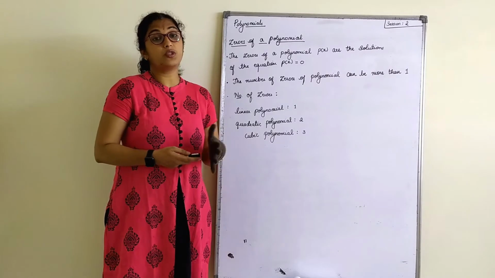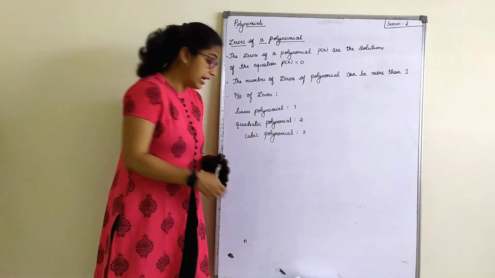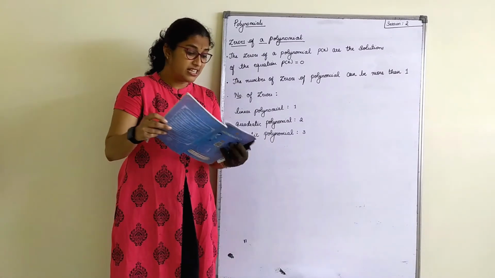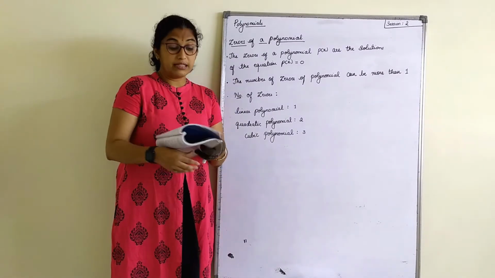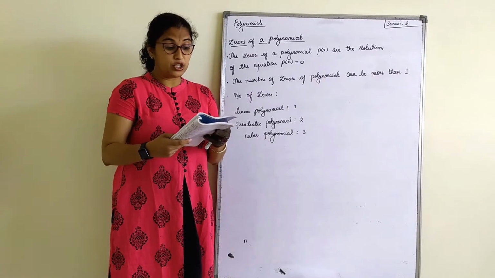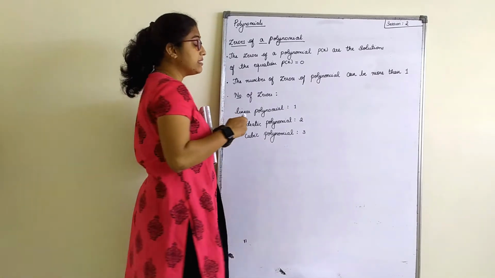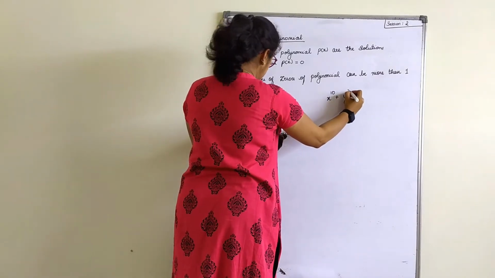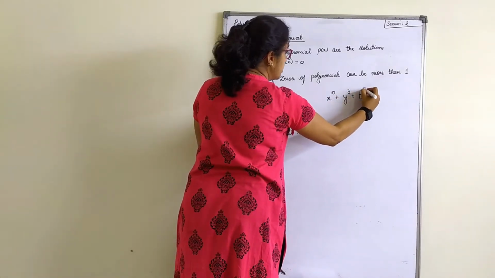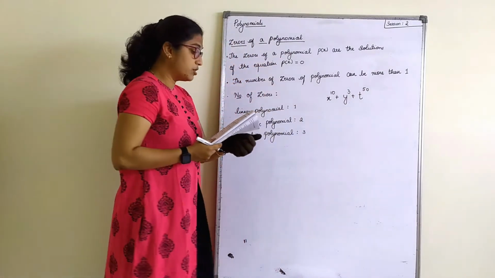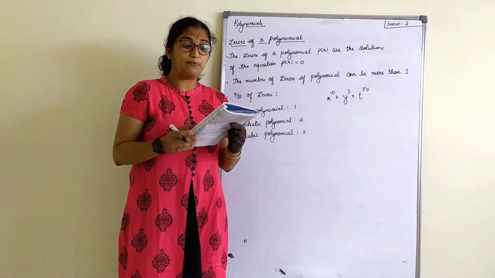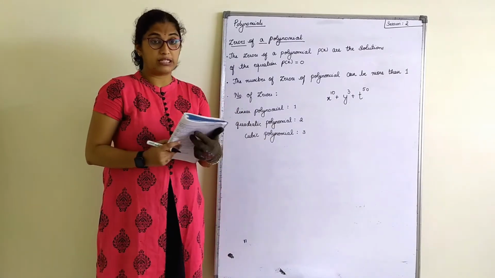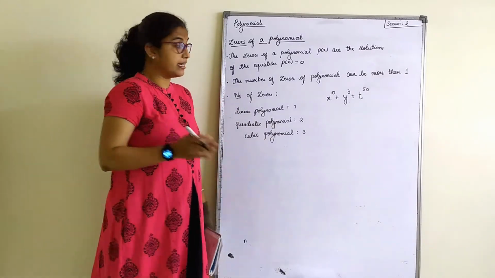There was a doubt from a student, a question that we had in the first exercise: find whether the given term is a polynomial. The first question was x raised to 10 plus y raised to 3 plus t raised to 50. The question was, which of the following expressions are polynomial in one variable and which are not? State reason. Let us keep the question aside.